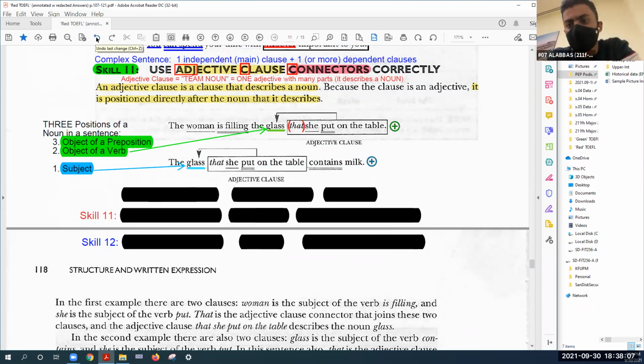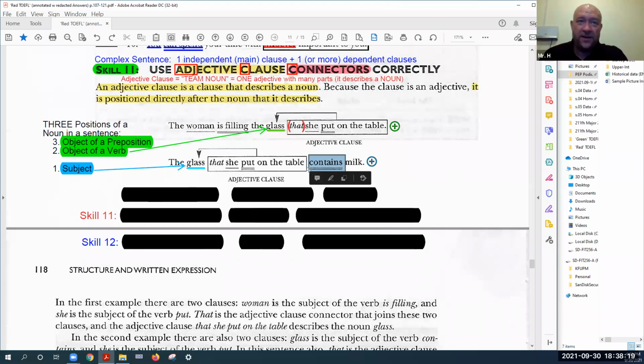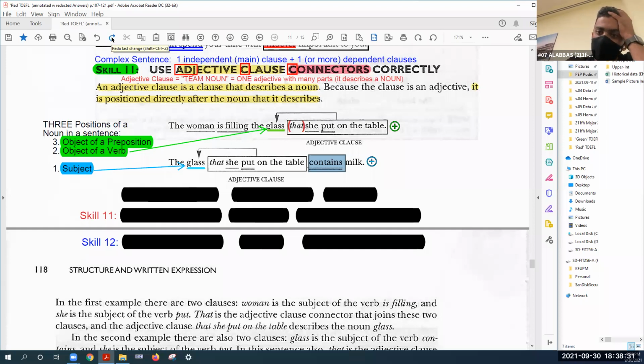The glass is the subject. First subject. Find the first verb. First verb is contains. That's right, because they match. The second subject is she. The connector is that. Good. And the second verb is put. Very good. What about the connector? Do you think this is a necessary connector or optional? I think it's optional.